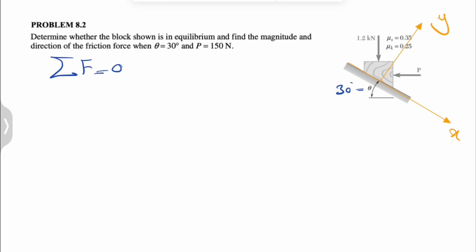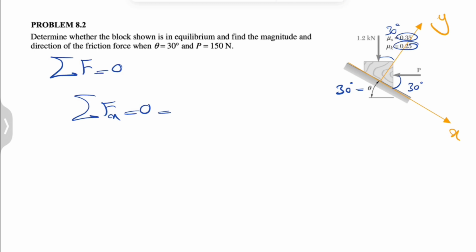In the question, we know our theta is 30 degrees, and this angle right here would also be 30 degrees since we have these two parallel. So if we have these two and this one, these two will be the same. And the angle right here between the 1.2 kilonewton force and our y-axis would also be 30 degrees. We have a static coefficient and a kinetic coefficient for this question. Let's start with our equilibrium assumption, and we can do the sum of all forces in x equals 0.